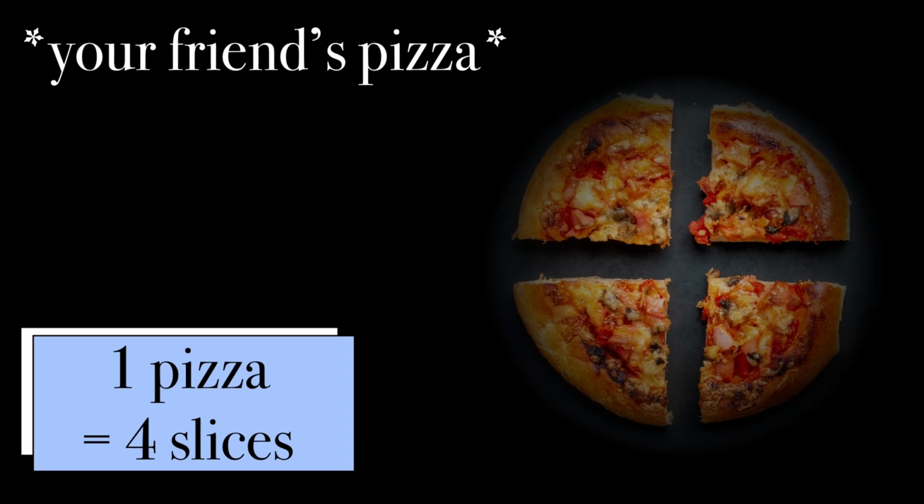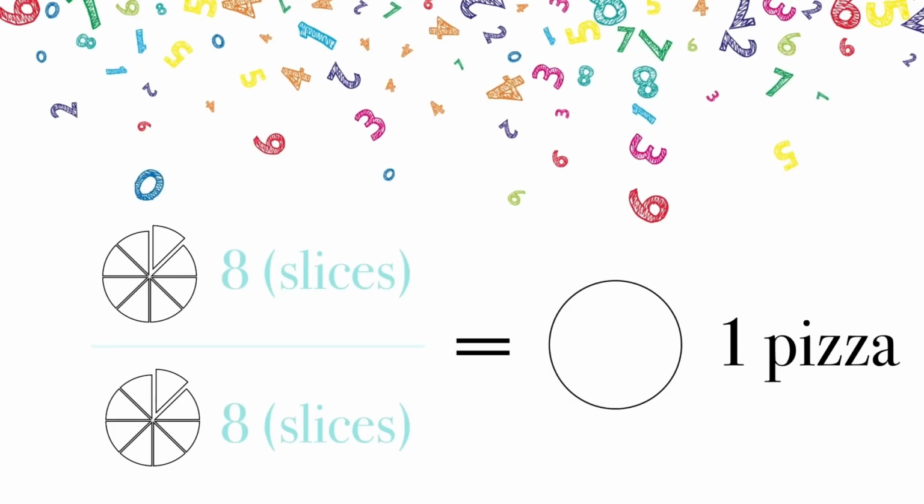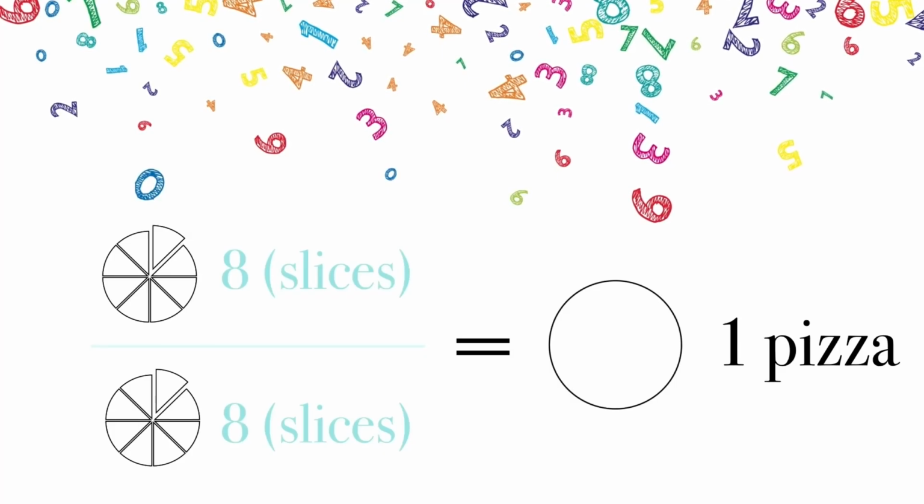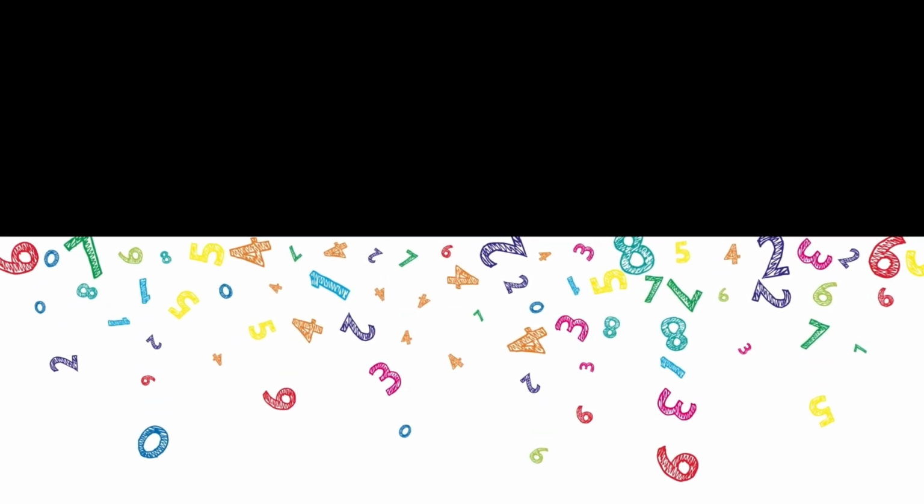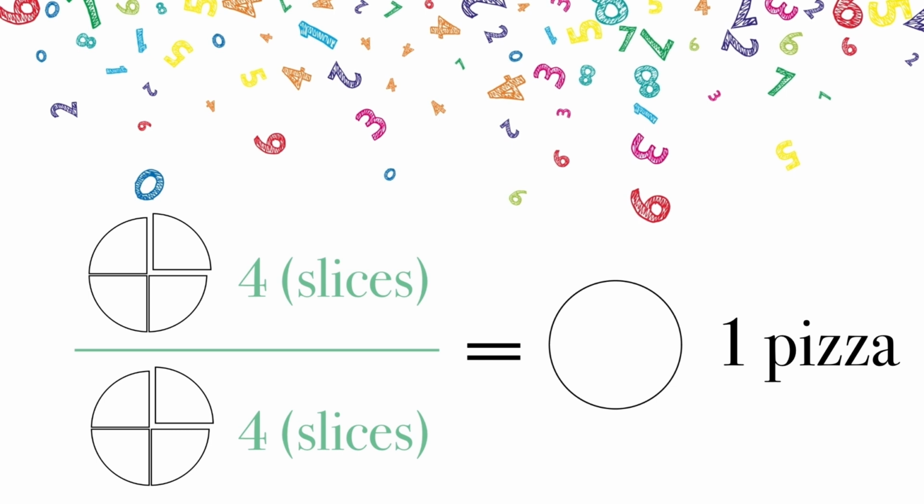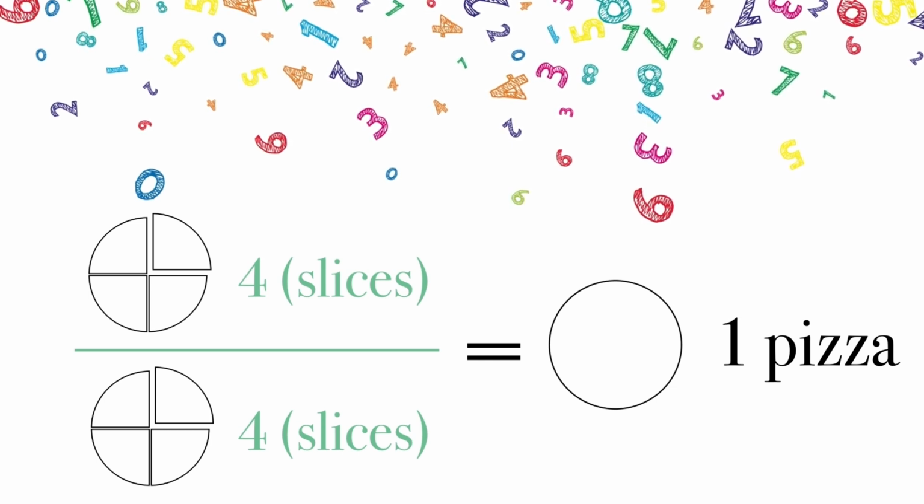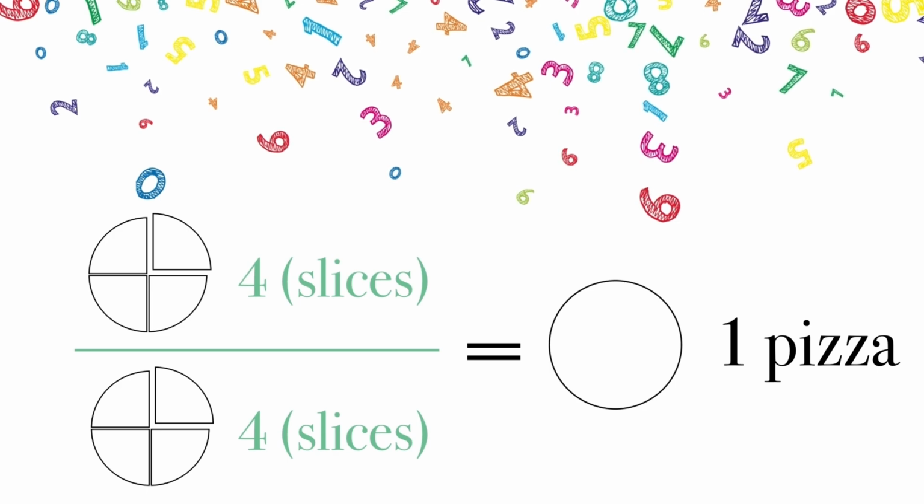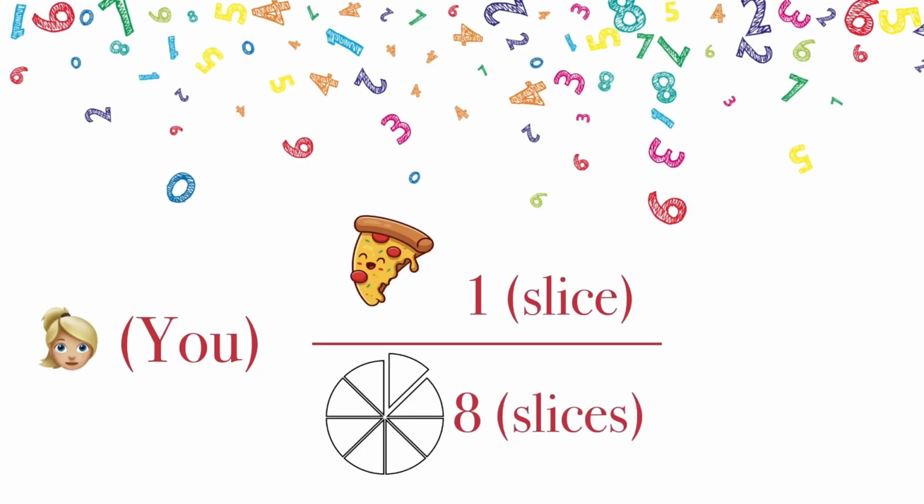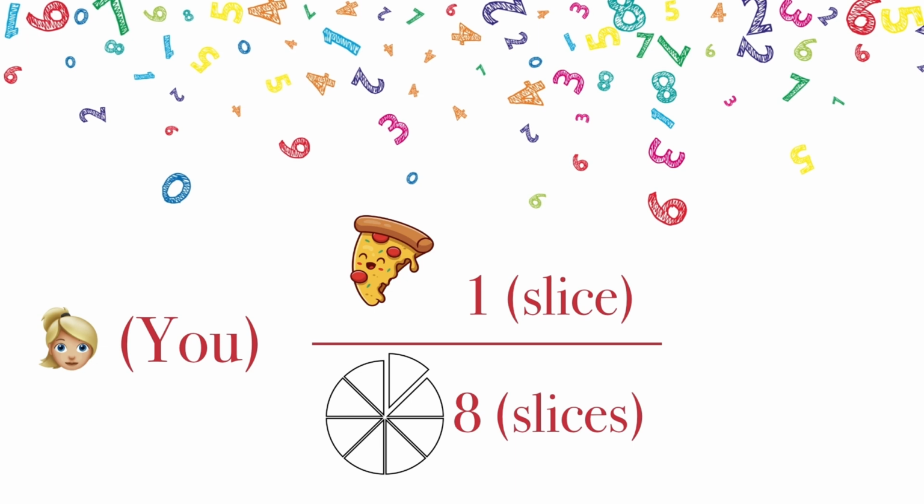Remember, the first pizza is comprised of 8 slices, meaning that 8 slices out of 8 slices translates to one entire pizza. The second pizza, however, is comprised of 4 slices, meaning that 4 slices out of 4 slices translates to one entire pizza. You eat 1 slice from your pizza while your friend eats 2 slices from their pizza, leaving us with this question that must be answered. How much pizza did you and your friend consume in total?